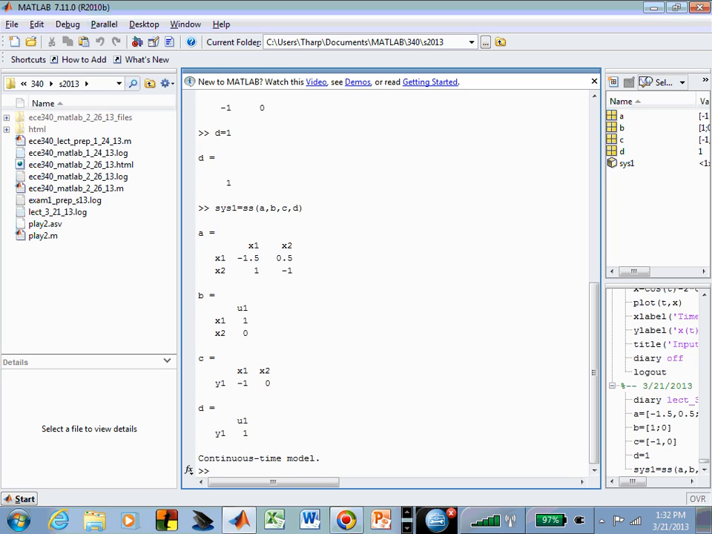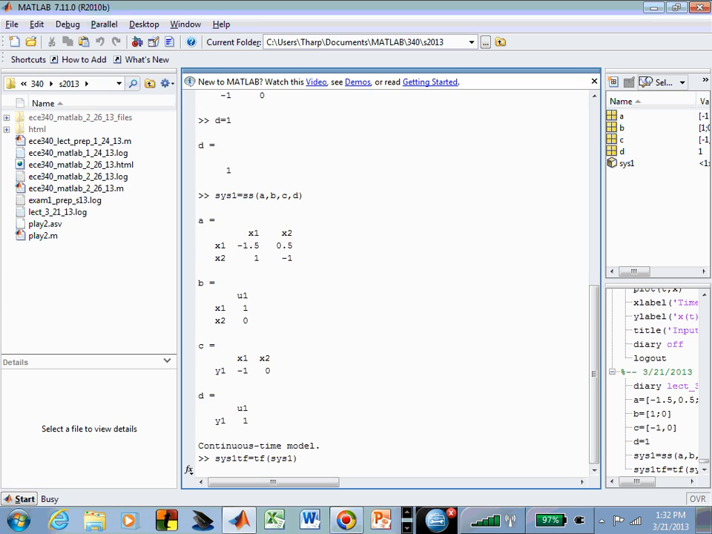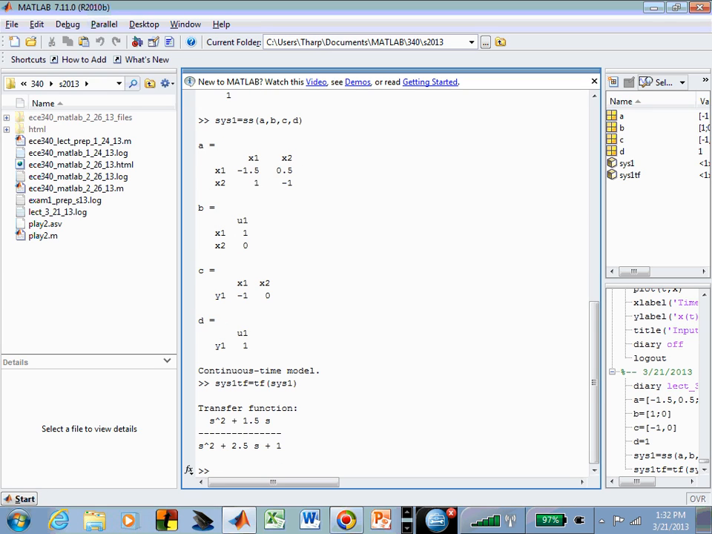So this is now our state space representation. And if you want it in a transfer function, MATLAB is quick to do that. You can say, let me call that system1 transfer function just to make it unique, TF sys1, and there's now my transfer function. Pretty quick, huh? S squared plus 1.5s over S squared plus 2.5s plus 1.